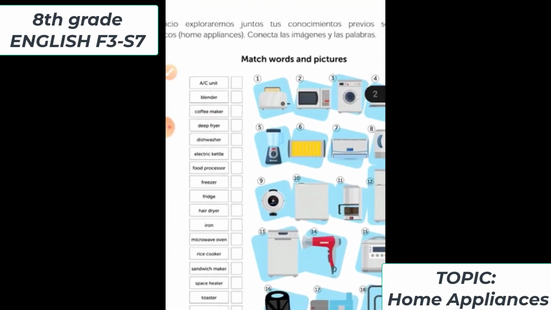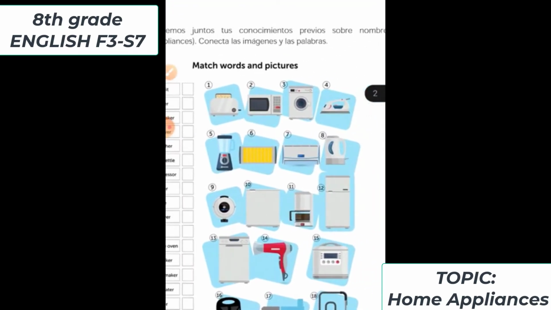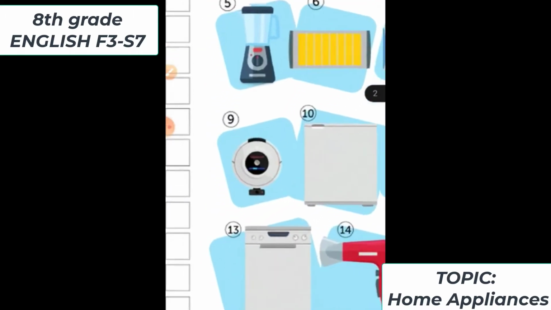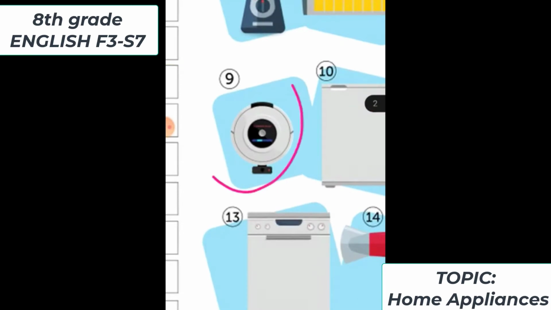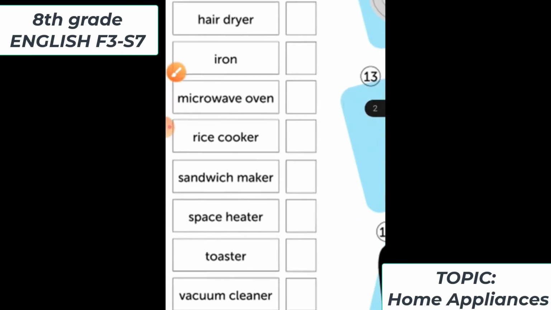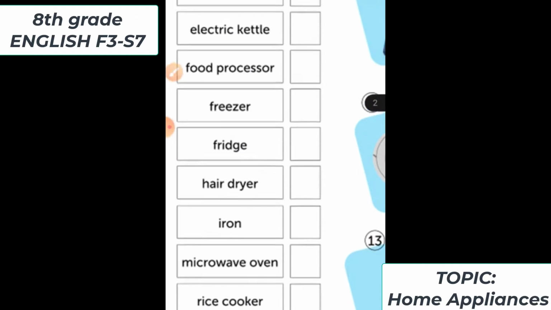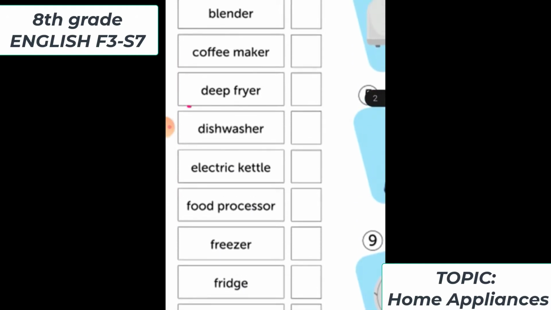Okay, me gustaría que te fijaras en algunas. For example, here in number 9. Yes, here, number 9. What is this? ¿Qué es eso, teacher? Number 9. Okay, let me tell you that number 9 is a deep fryer. Deep fryer. Here. Yes? Number 9 is a deep fryer, okay?